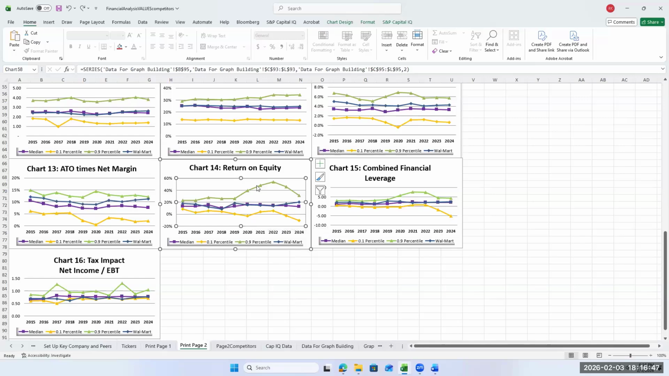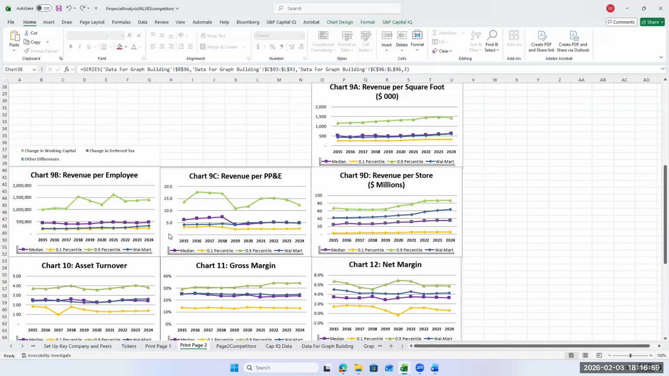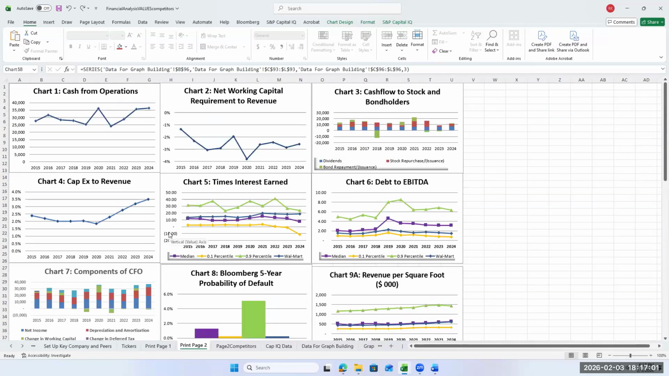Just feel free to take out the lines that don't tell the story. A lot of times all you'll do is just your company versus the industry median. That's all you need. Sometimes the 10th and 90th percentile just make it extreme. I like that because sometimes the company I'm looking at is at the 90th percentile, and I like to be able to show that that's the case.